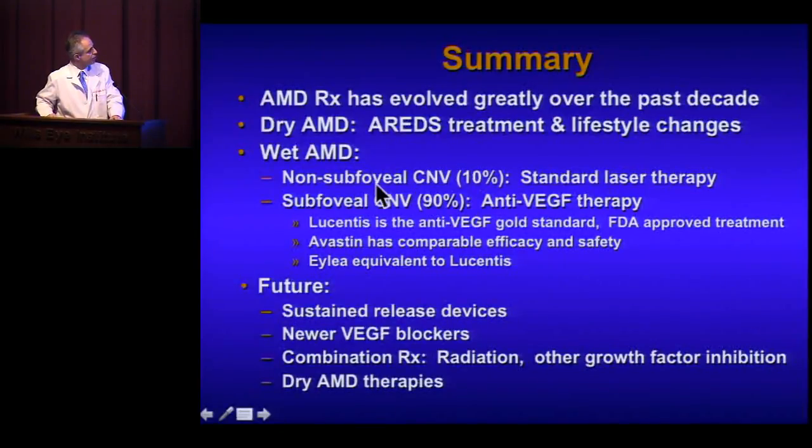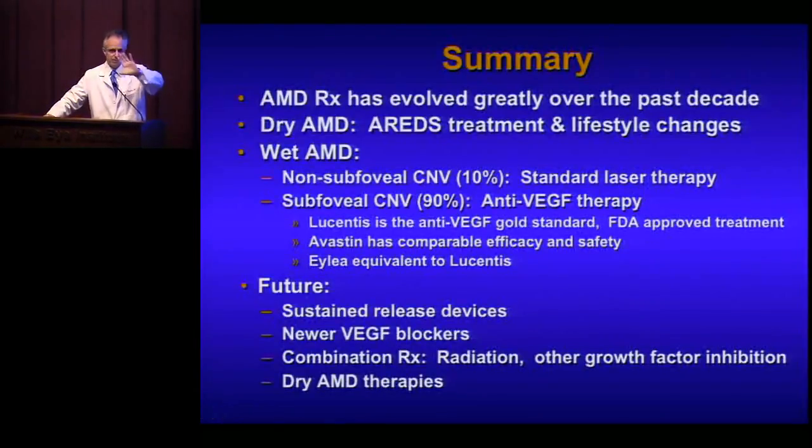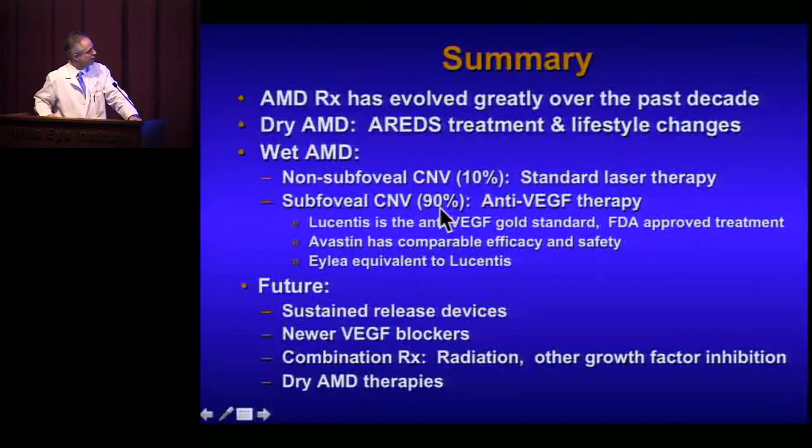For non-subfoveal CNV, I generously put 10%, but it's probably more like 5 or 8% at most. We sometimes still use laser. That might be the peripapillary neovascular membrane, for example. Something far away from the foveal center will sometimes break out laser. So you will still occasionally hear about its use. But for most patients, up over 90%, it's anti-VEGF therapy alone.